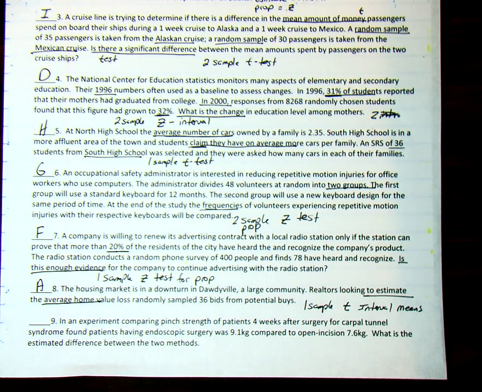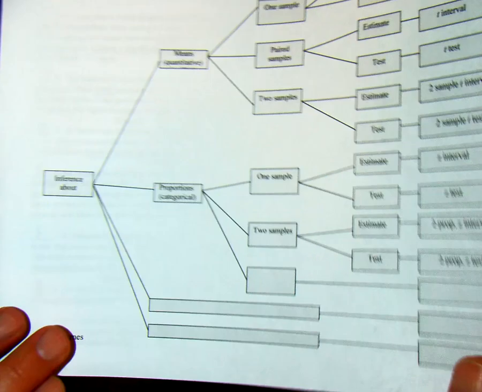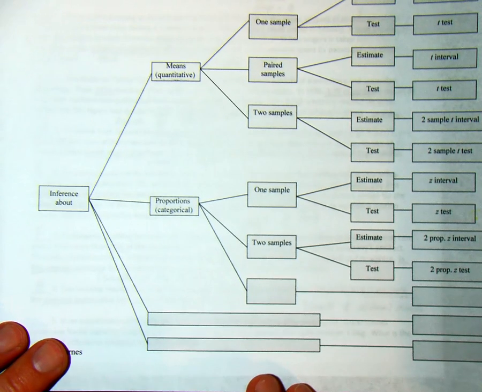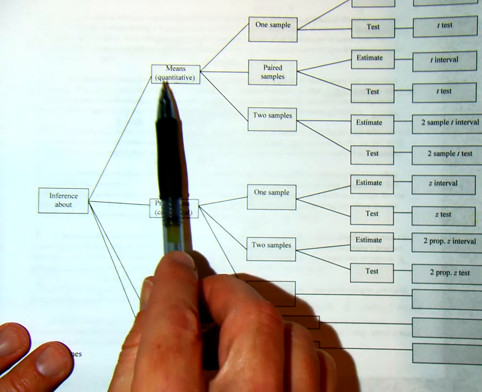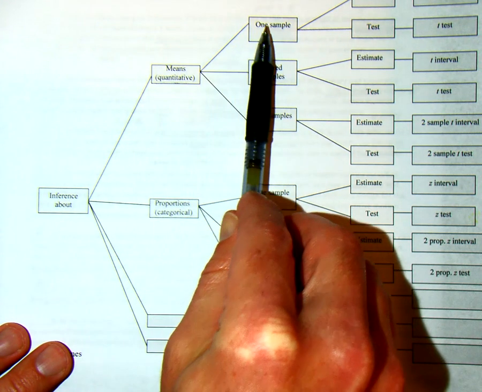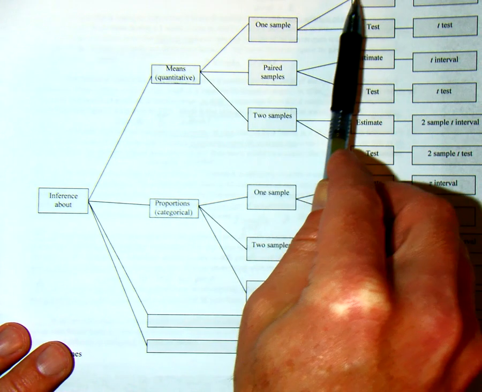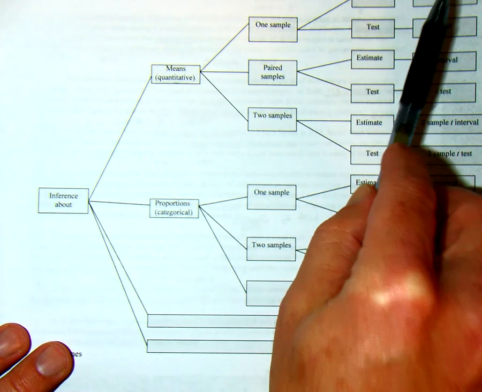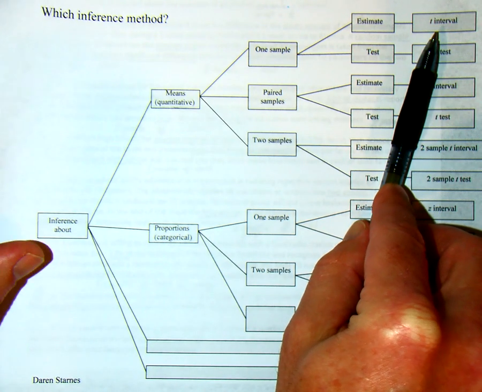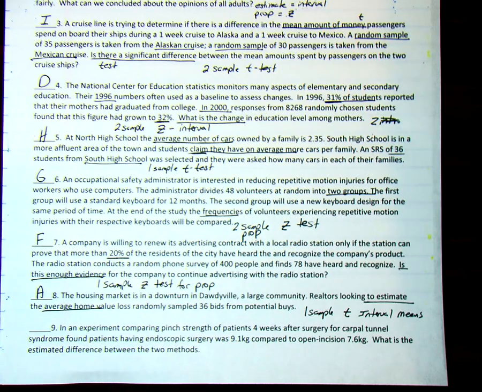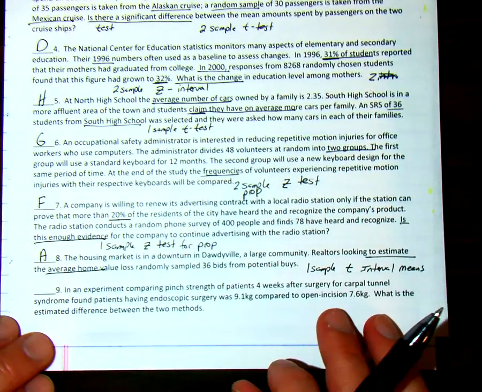And our last one, in an experiment comparing... Oops, I forgot. Here it is. Okay, what are we making an inference about? In this case, we were doing the average decrease in home value. So that was a means. This came from one sample. They asked me to estimate the change. So that's why this was a t interval. So again, the chart makes it seem kind of easy, but our goal is to be able to identify it without a chart.